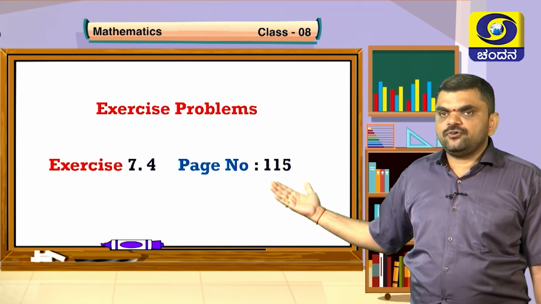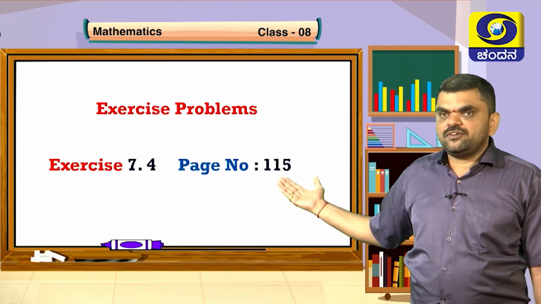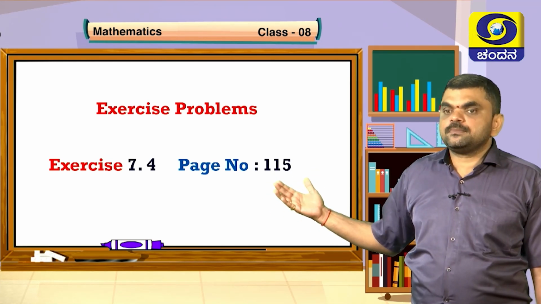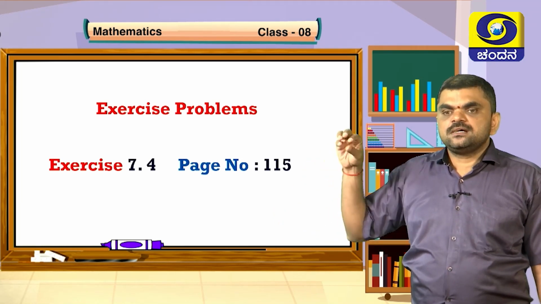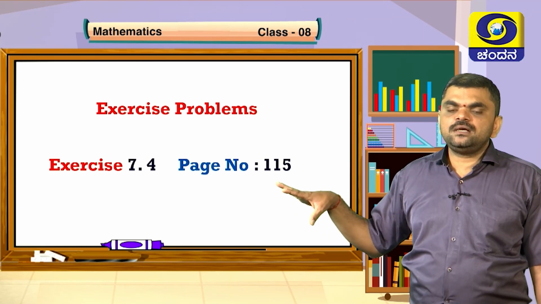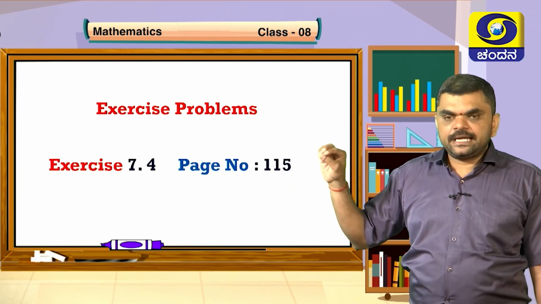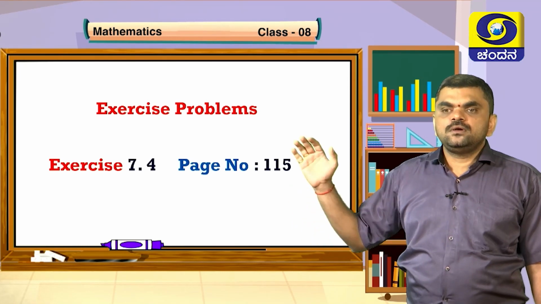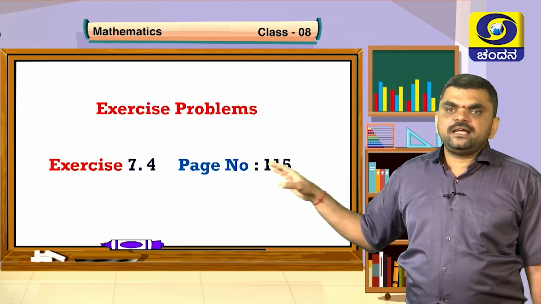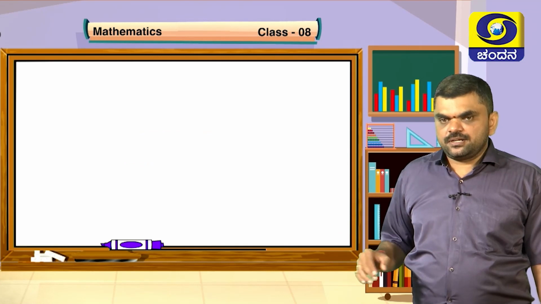Now there are some exercise problems. Exercise 7.4, page number 115. Observe these problems first. Draw the sketch. First you have to draw the sketch for the problems. Write down each problem, draw the sketch, think how to construct, and then construct it, children.